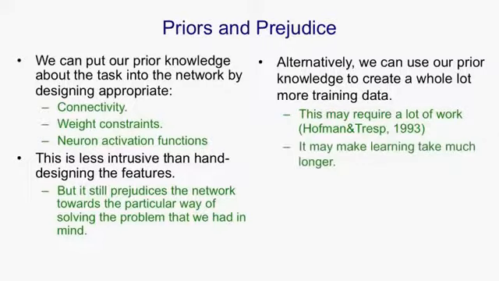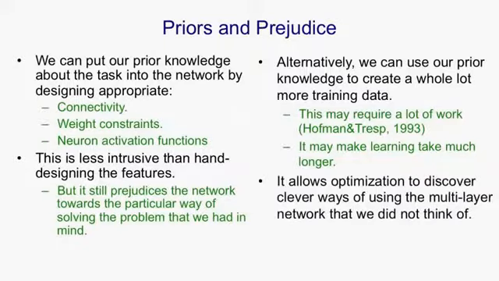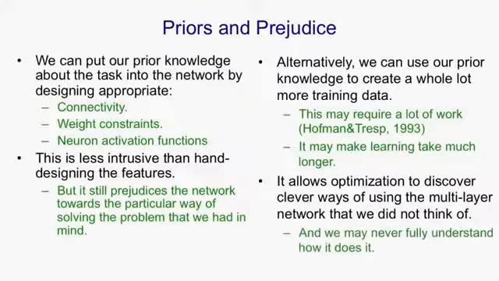Of course, if you generate a lot of synthetic data, it may make learning take much longer. So in terms of the speed of learning, it's much more efficient to put in knowledge by using things like connectivity and weight constraints, as was done in LeNet 5. But as computers get faster, this other way of putting in knowledge, by generating synthetic examples, begins to look better and better. In particular, it allows optimization to discover clever ways of using the multilayer network that we didn't think of. In fact, we might never fully understand how it does it.